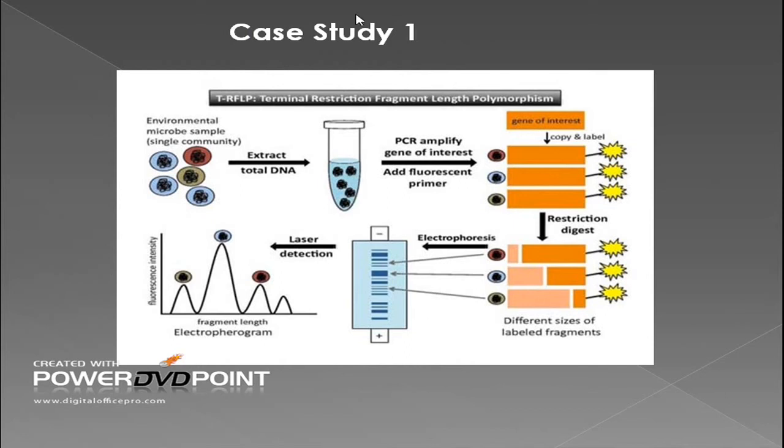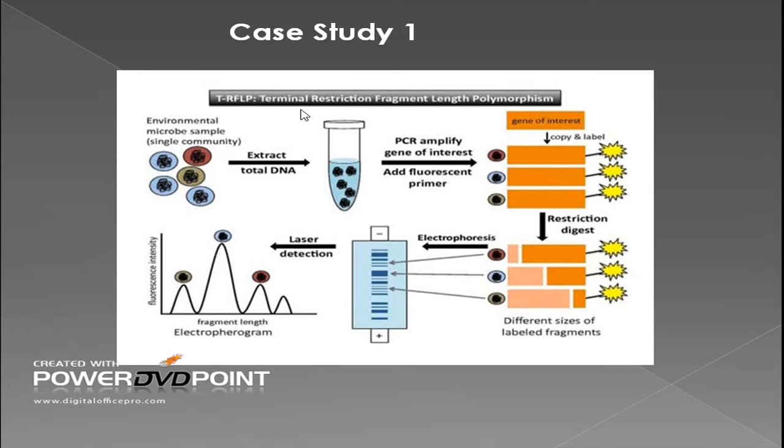So case study 1. It is terminal restriction fragment length polymorphism. So what is TRFLP basically? TRFLP is a molecular biology technique that aims to generate a fingerprint of an unknown microbial community. This method was first described by Liu and colleagues in 1997, which employed the amplification of the 16S rDNA target gene from the DNA of several isolated bacteria as well as the environmental sample.